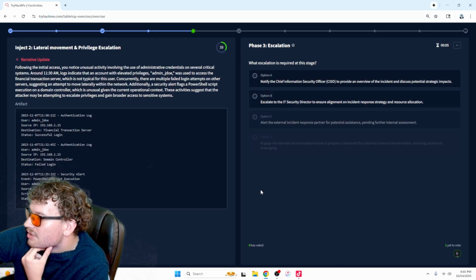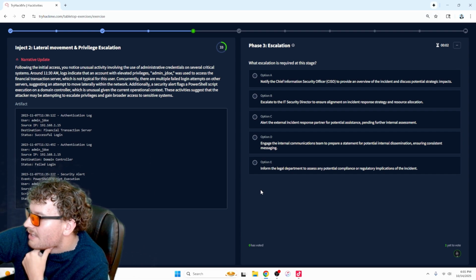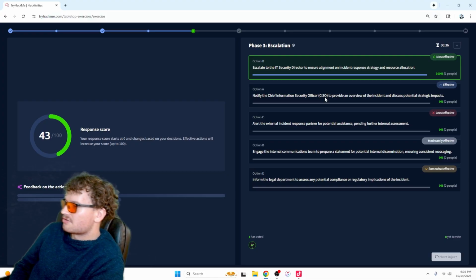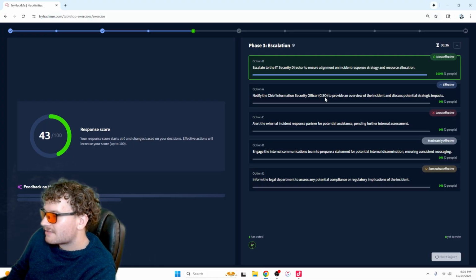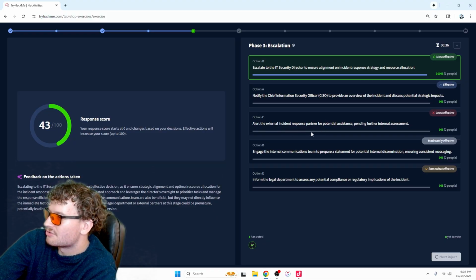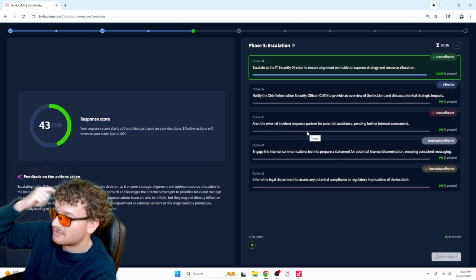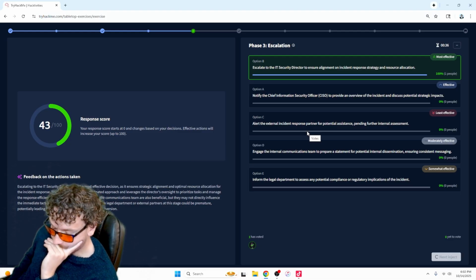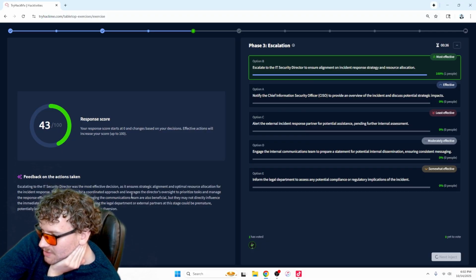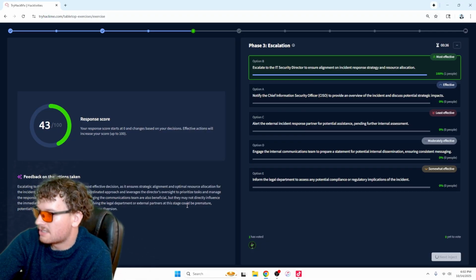So what escalation is required at this stage? I would definitely escalate to the IT security director to ensure alignment on incident response strategy and resource allocation. Click that as most effective. CISO is somewhat effective. Least effective was external incident response partner, which doesn't even make sense unless you're doing business with an MSSP or whatever. So it says here, most effective decision, what I clicked: ensure strategic alignment and optimal resource allocation for incident response, a coordinated approach, with the director's oversight to prioritize tasks and manage response effectively.